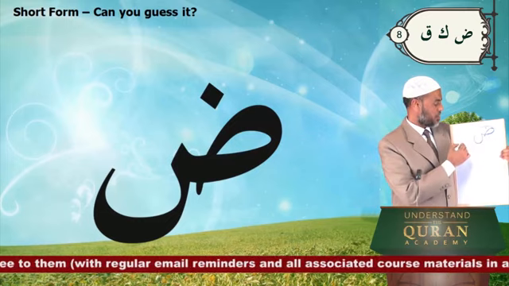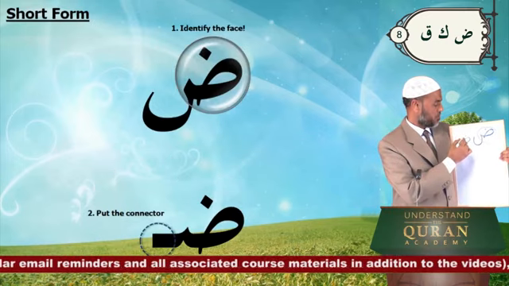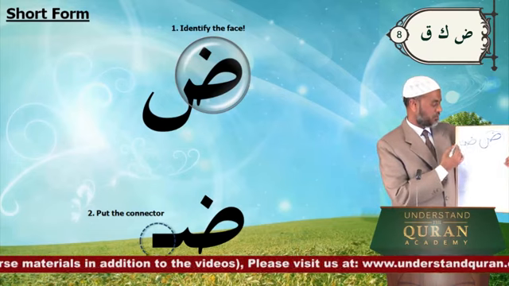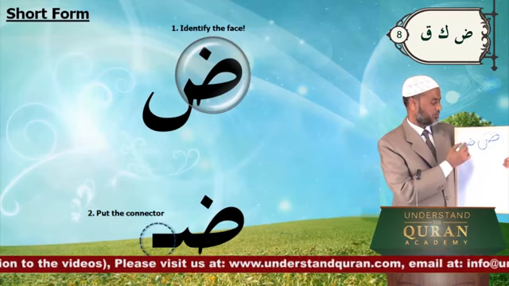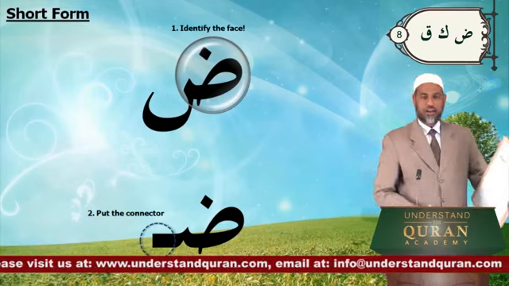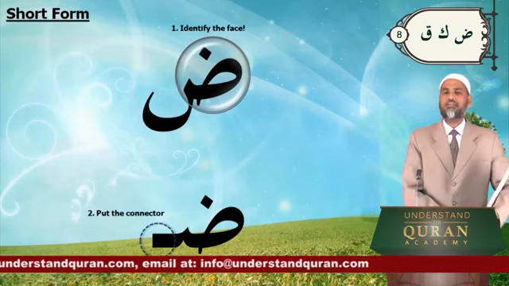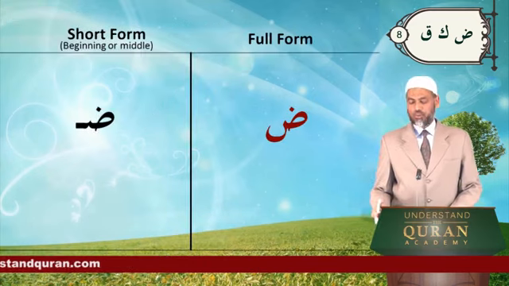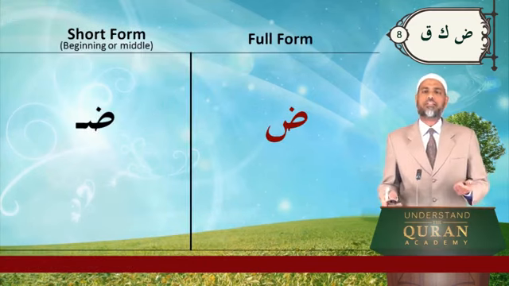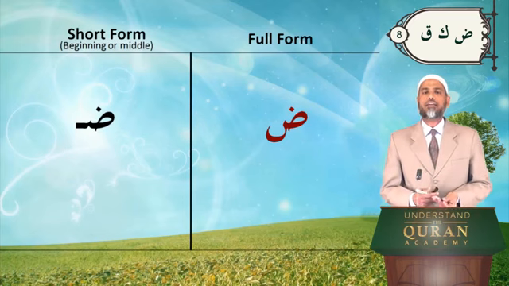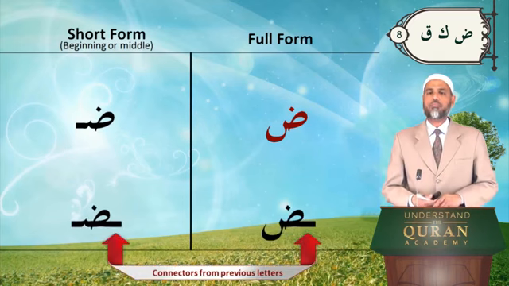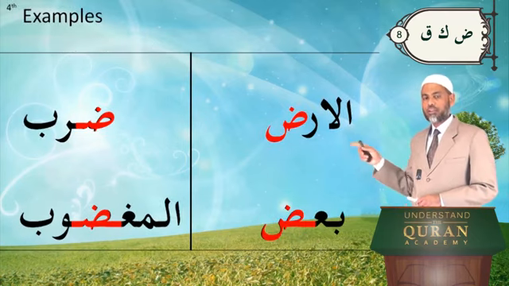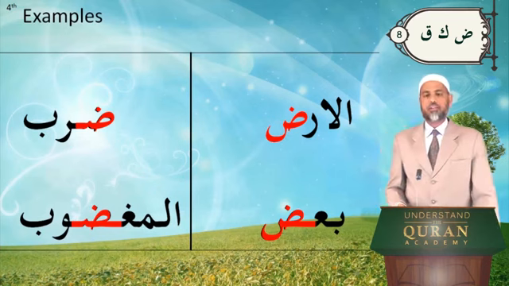Identify the face. So here is the face, with the tooth there, and then put the connector. So this is the full form and the short form. Both of them can have connectors from previous letters as usual. And here are examples of full form and short form of dad in different words, and with connectors given below in another set of words.